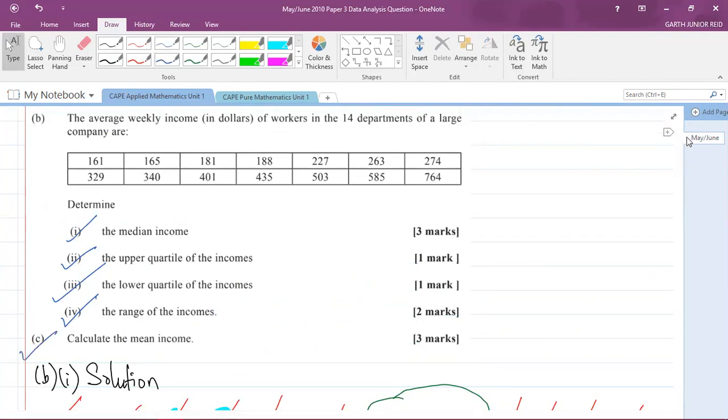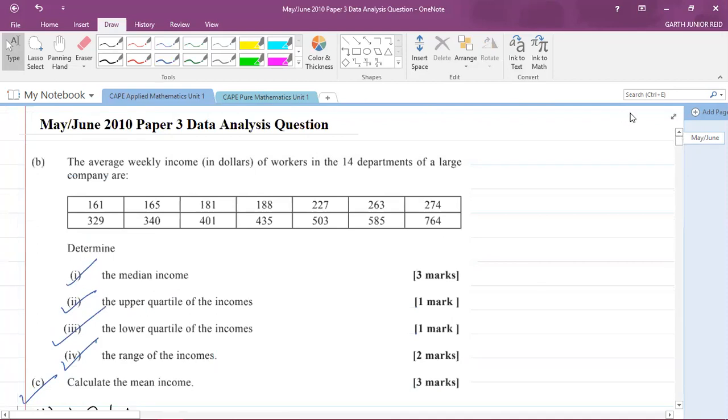All right, so that's it for this past paper question from the May June 2010 paper 3. Okay, I always encourage students to also practice paper 3 questions because those same questions can also appear in your paper 2.